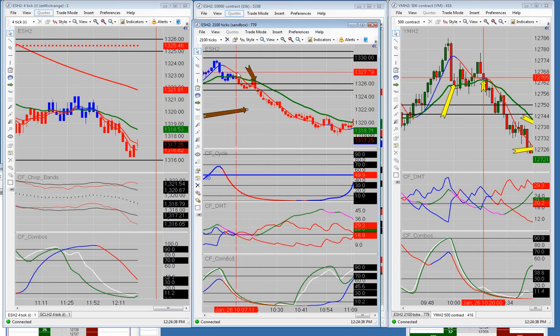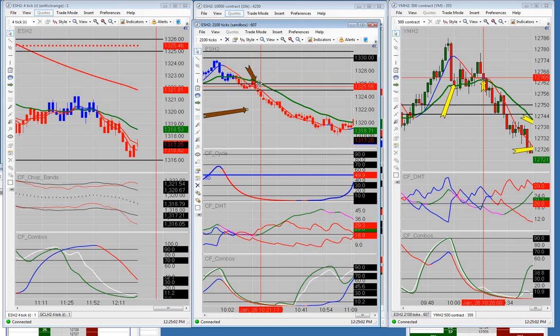But the MA1 dropped below the BBC, so we had a bearish cross of the BBC. The cycle had crossed down below the 50. All right, everything was looking pretty bearish right here. A few of our partners shorted right up here at 1326 quarter.